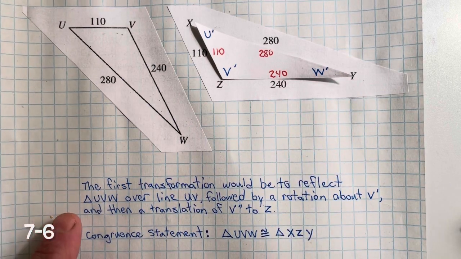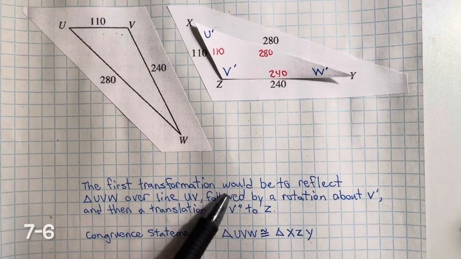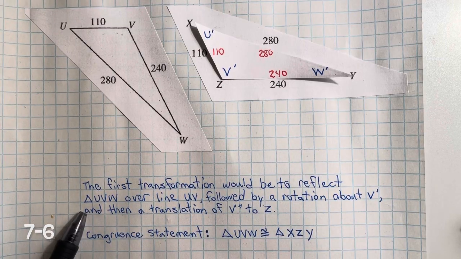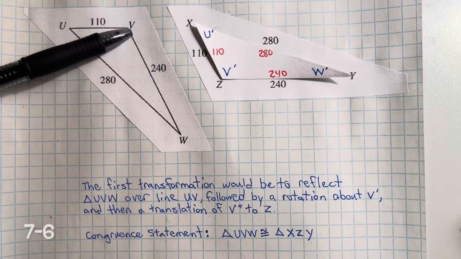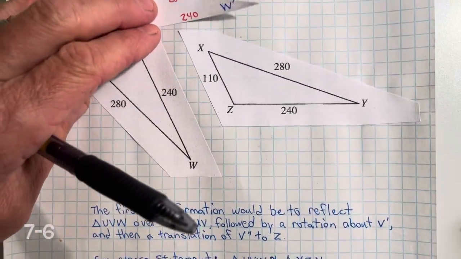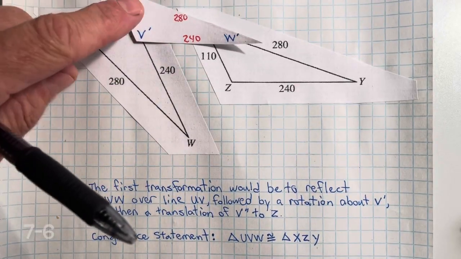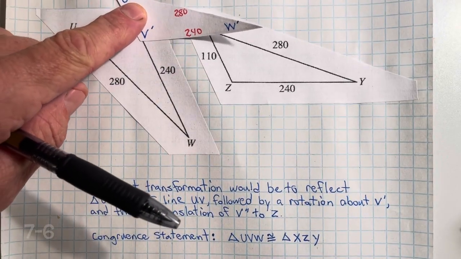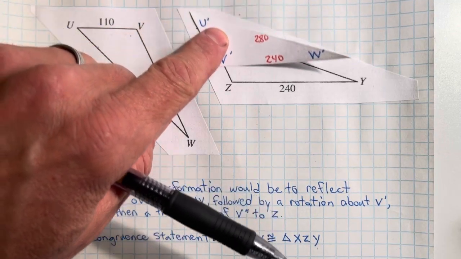And this is how I did my transformation. The first transformation would be to reflect triangle UVW over line UV, followed by a rotation. So we rotated it, and then we translated it, or slid it, to the right and down.